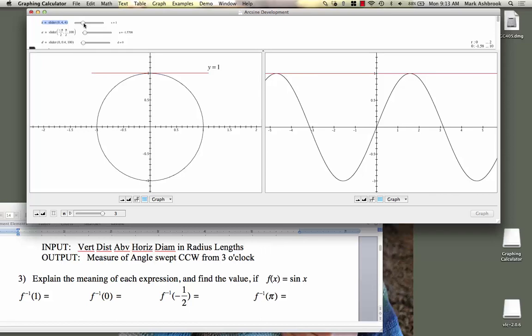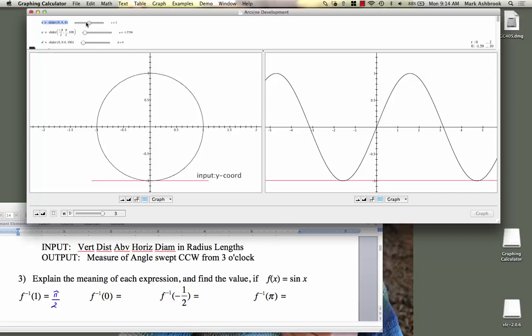It's kind of like looking at that, right? Like y equals 1. And so what angle is that? Okay. Agree? Pi over 2? All right, what's f inverse of 0? What does it mean? First of all, what does it mean? Aiden, what does f inverse of 0 mean? Measure of an angle. Good. It's the measure of the angle when we're 0 radius lengths above the horizontal diameter.